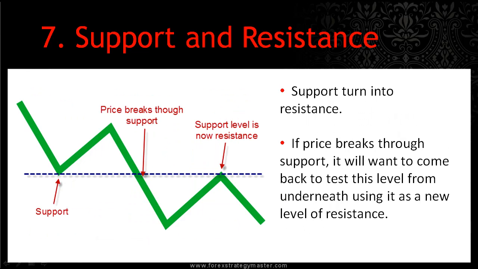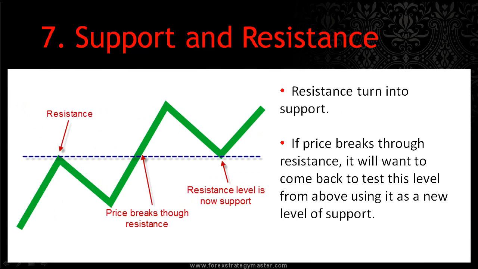Now, support can turn into resistance. If price breaks through support, it'll want to come back to test this level from underneath, using it as a new level of resistance. You see on the chart to the left, price came down, made a level of support, got rejected, came back up, and when it came down again, it was able to push past it. It broke through and it dropped below. Once price got below, it came back up to that level of support and is now using it as resistance.